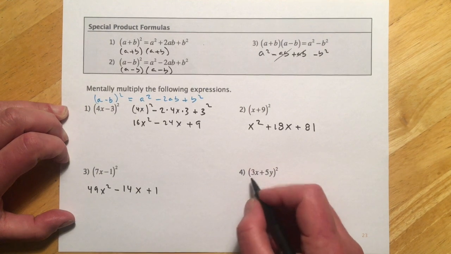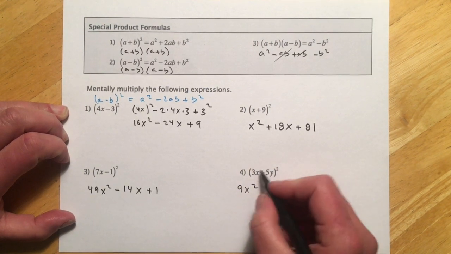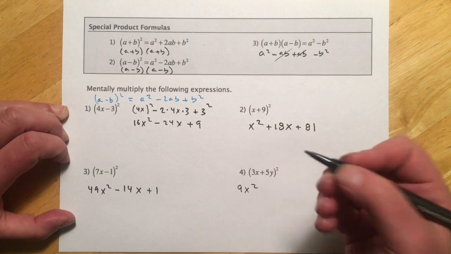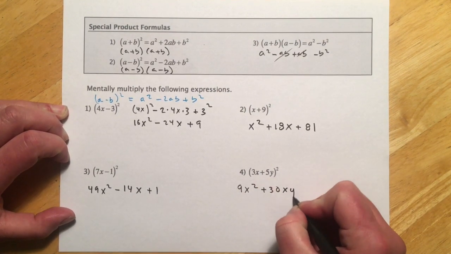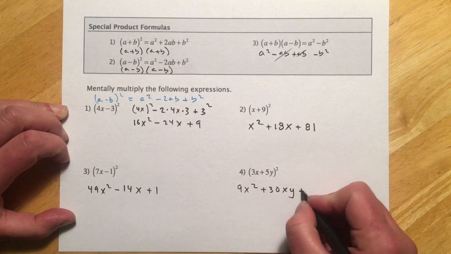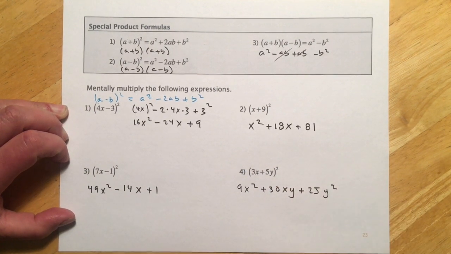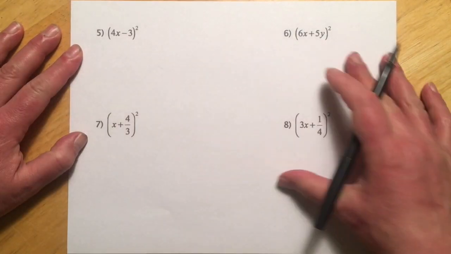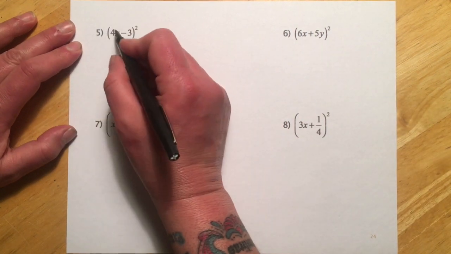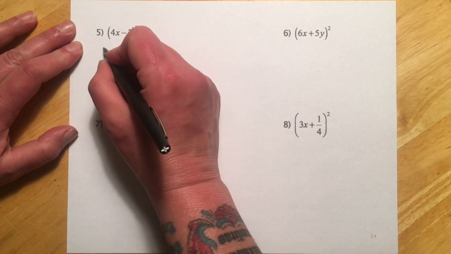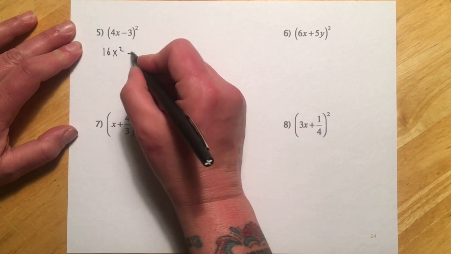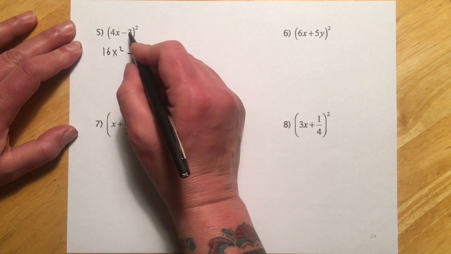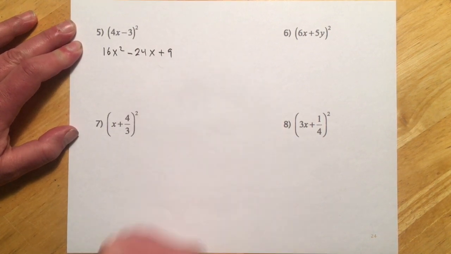This one we've got 3x times 3x, so 9x squared. 3 times 5 would be 15, and then doubled will make 30. And then the xy just come along for the ride. And 5y times 5y will be 25y squared. Okay, so more of the same thing. It's just a bunch of examples to try to get you to see the pattern. So here, 4x times 4x, 16x squared. 4 times 3 would make 12, doubled will be minus 24x, and then 3 times 3 will be 9 on the end.